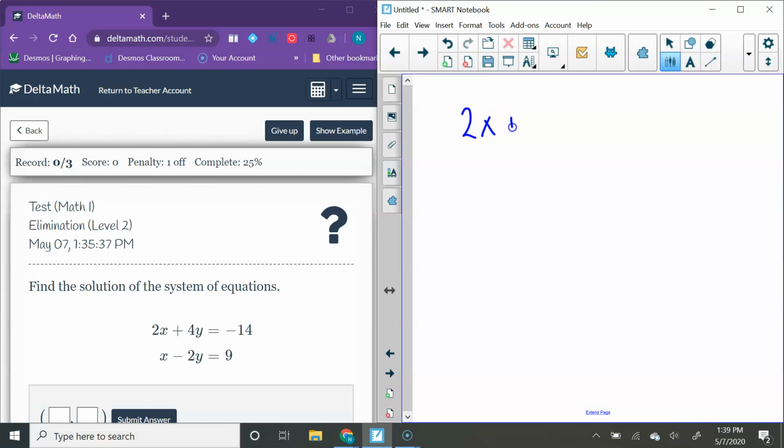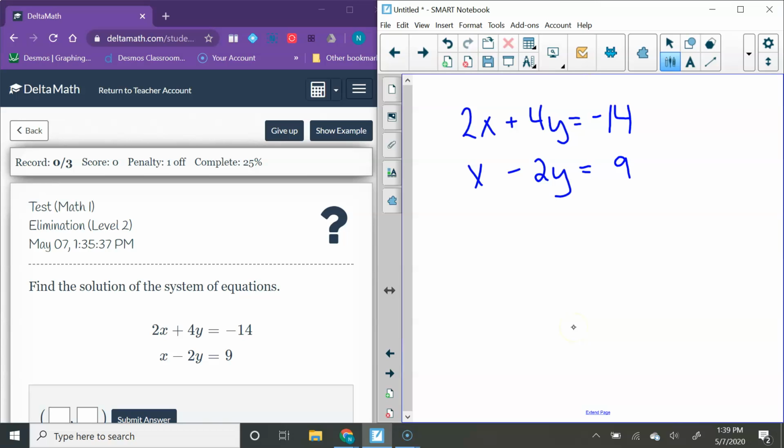So we've got 2x plus 4y equals negative 14. And we've got x minus 2y equals 9. And if we look at this, nothing here is going to cancel out if you add these two together. You've got 2x and x, that'd give you 3x. You've got 4 and negative 2, that'd give you 2. The x's nor the y's will cancel out here.